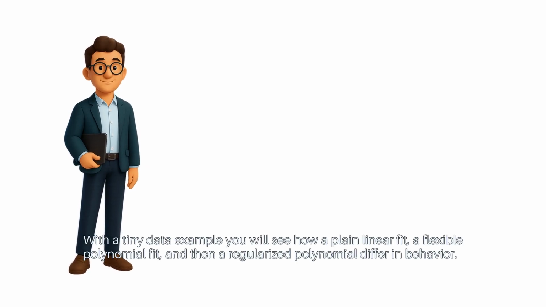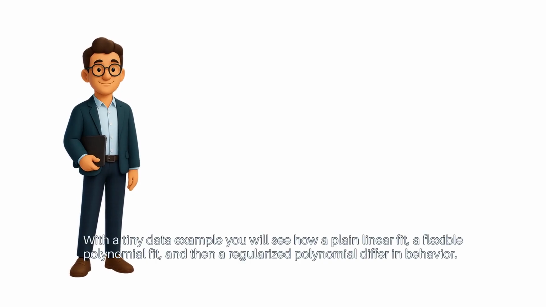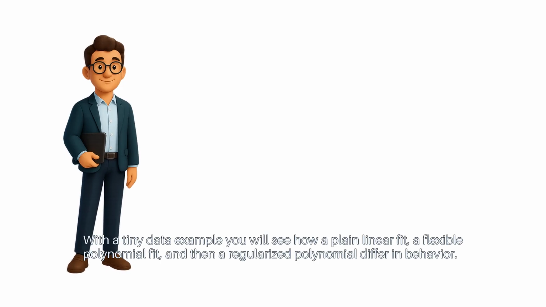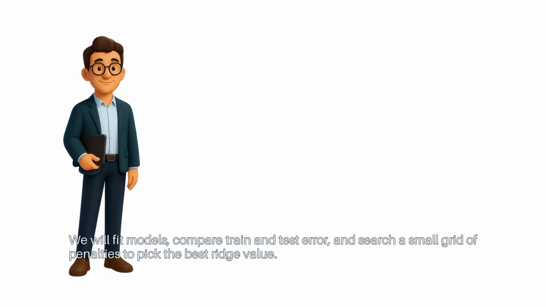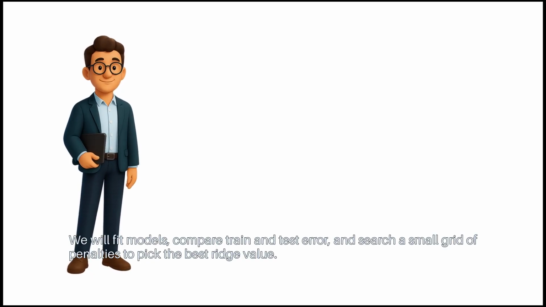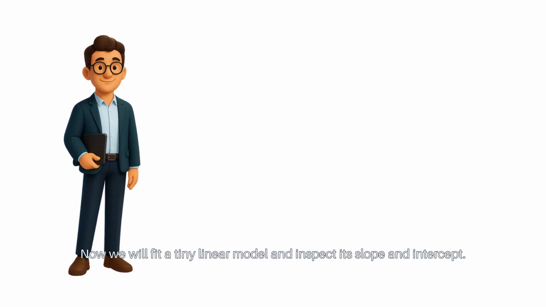With a tiny data example, you will see how a plain linear fit, a flexible polynomial fit, and then a regularized polynomial differ in behavior. We will fit models, compare train and test error, and search a small grid of penalties to pick the best ridge value. Now we will fit a tiny linear model and inspect its slope and intercept.